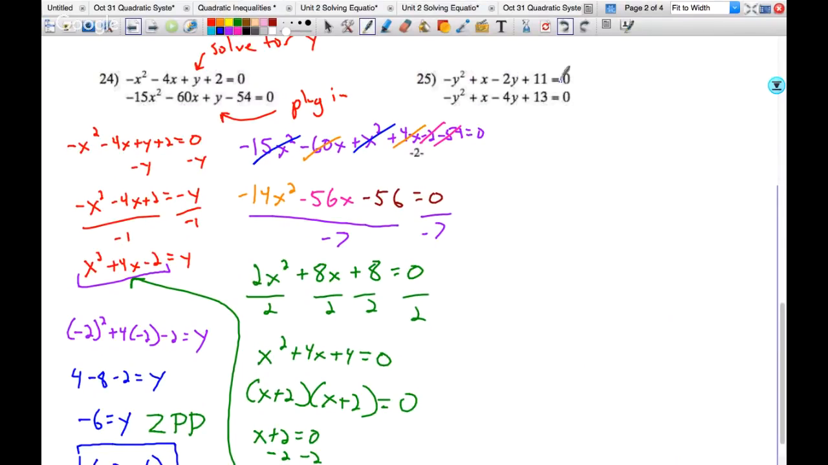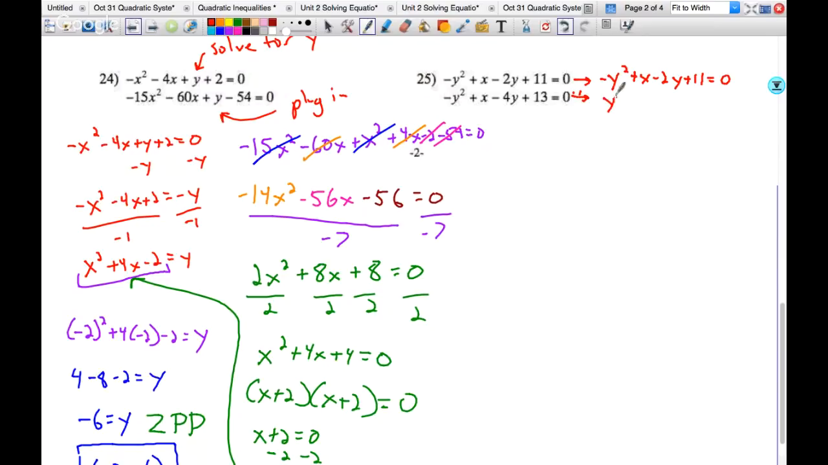Just looking at 25, we could actually do elimination because I can get these x's to eliminate. All I'm going to have to do is multiply one of these equations by negative 1. And then that's going to make my life a whole lot easier. So negative y squared plus x minus 2y plus 11 equals 0. I'll multiply everything in here by -1.